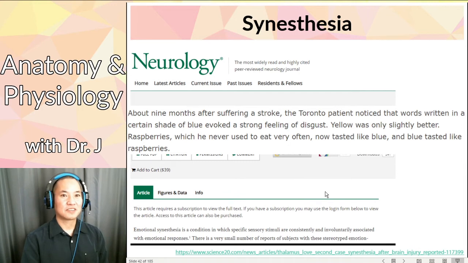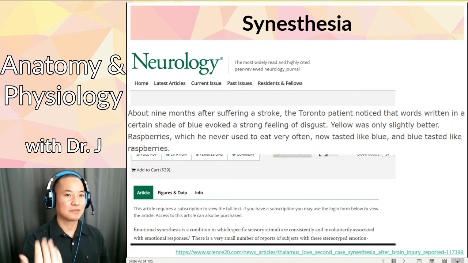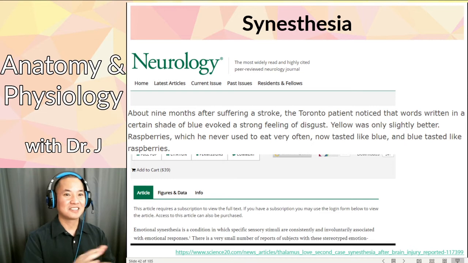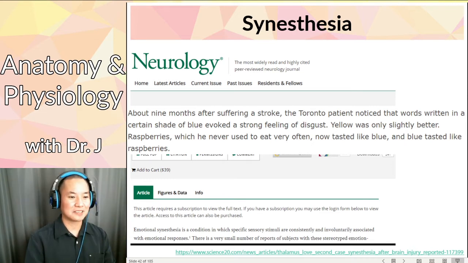So after 9 months of suffering a stroke, and they found out the stroke affected the thalamus, this patient noticed that whenever he read a word, and this is visual input, he would feel disgusted. And then with raspberries, he's getting all these stimuli from his tongue, so it should go to the parts of his brain that interpret taste. But now he said it tasted like blue. So now it's going to the visual part. All his signals are getting mixed up because of this damage to his thalamus.